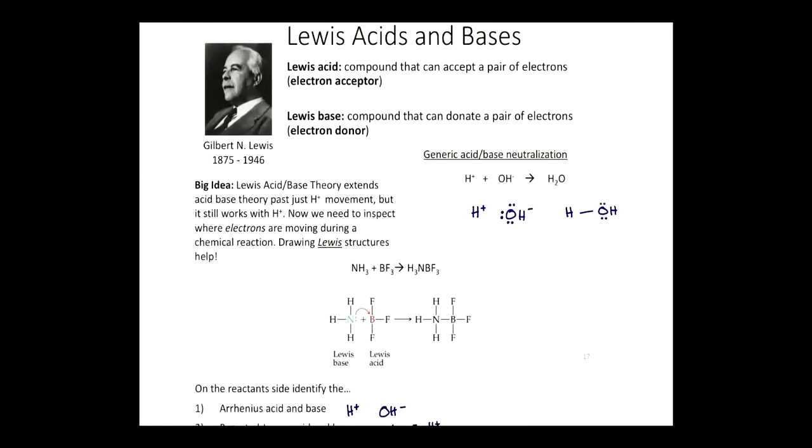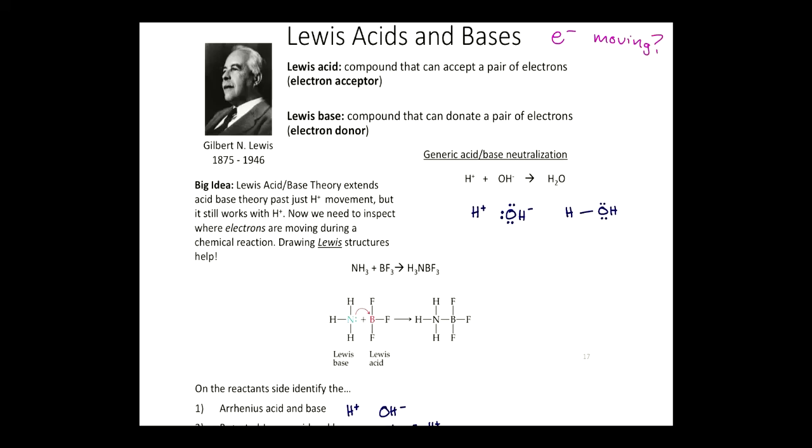Let's do the last one here. All of our inspection of HCl, sodium hydroxide, and ammonia will always come to the same conclusion, that HCl is an acid and ammonia is a base. But in Lewis acid-base theory, we're focusing on something else. Instead of focusing on how H plus is moving, we're going to focus on how electrons are moving. Electrons.